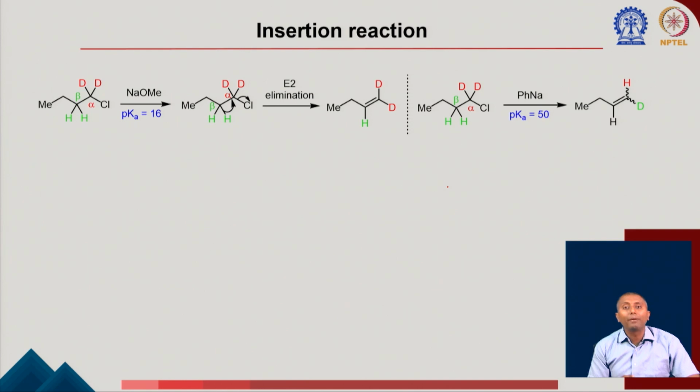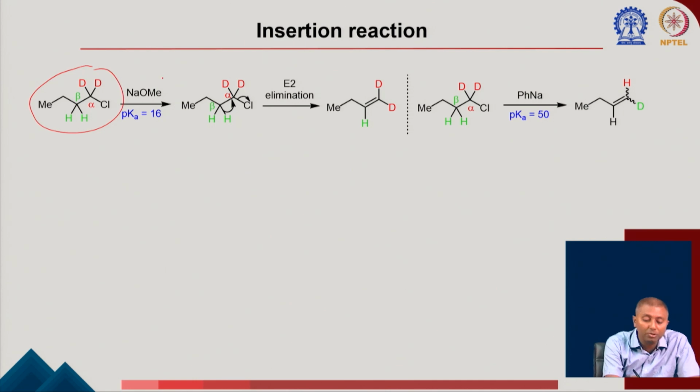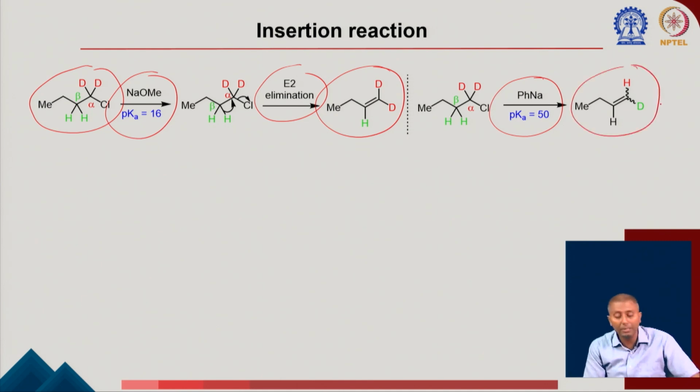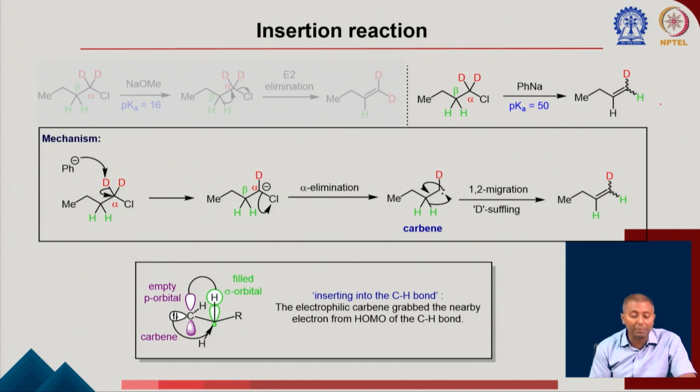Then I am going to introduce you to another important reaction of this type of metal carbene species called the insertion reaction. First I am going to explain a very basic reaction here. If you see in this compound, once you use sodium methoxide, this proton can be abstracted for E2 elimination. It can form this particular compound. Now once you treat this compound, instead of sodium methoxide, with this phenyl sodium species which has a pKa of 50, it ends up forming this, where you can see one of the deuteriums is missing in the product. Let's try to understand what is happening here.